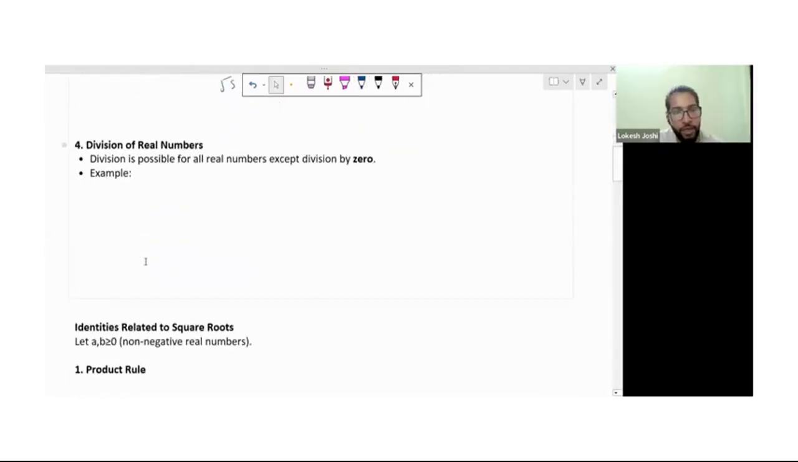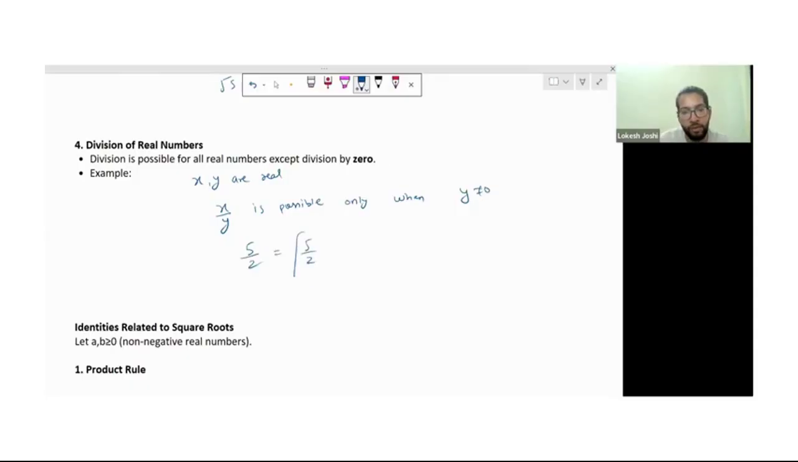Now division of real numbers. Division is possible for all real numbers except division by 0. Suppose I have any two real numbers x and y. Then x divided by y is possible only when y is not equal to 0. We can do that if the denominator is not equal to 0. For example, suppose I have two real numbers 5 and 2, then it will be 5 by 2. It's also real.